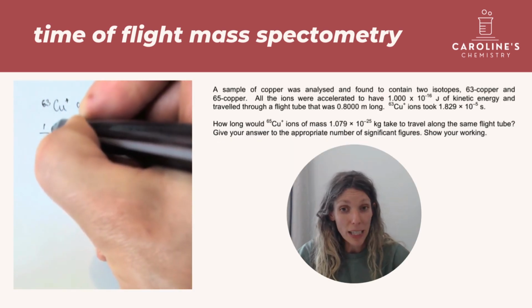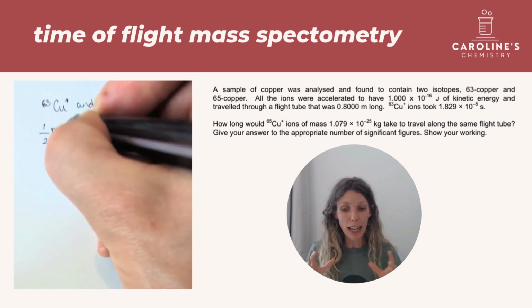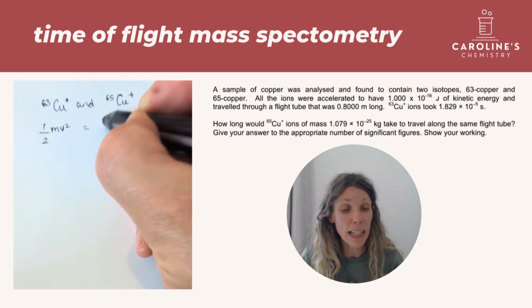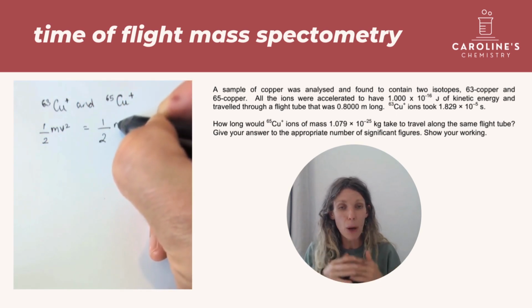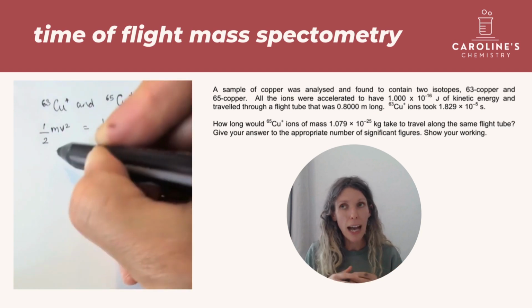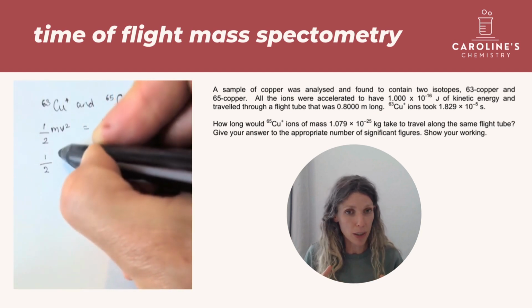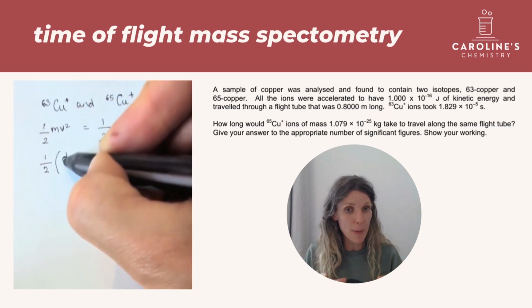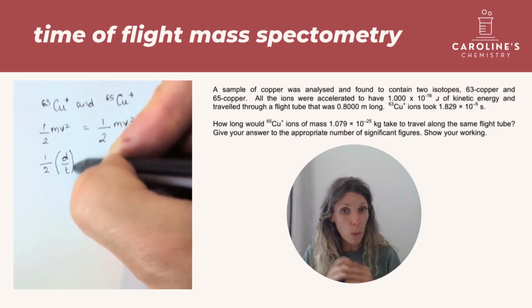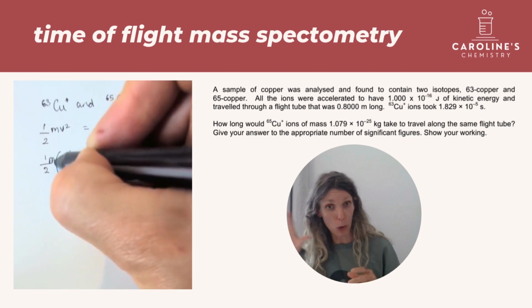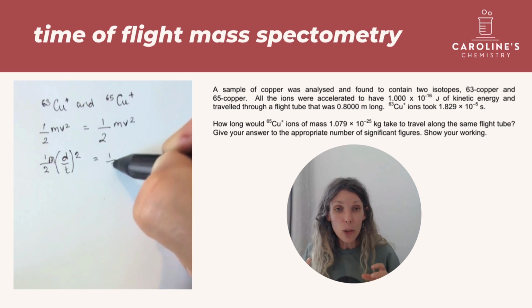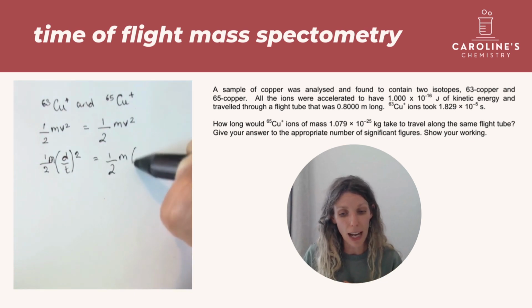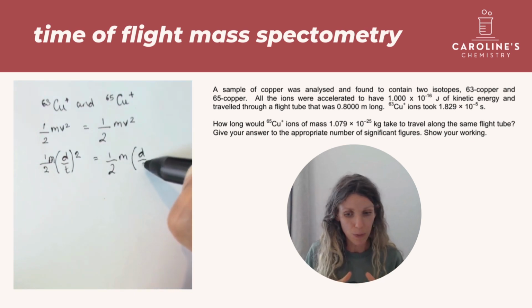Okay, so what we need to do first of all is manipulate the equation. So we have here two ions. They are both in the same mass spectrum, and therefore during that acceleration process, they are both given the same kinetic energy. Therefore, we can write that half mv squared for one of the particles is equal to half mv squared for the other particle.